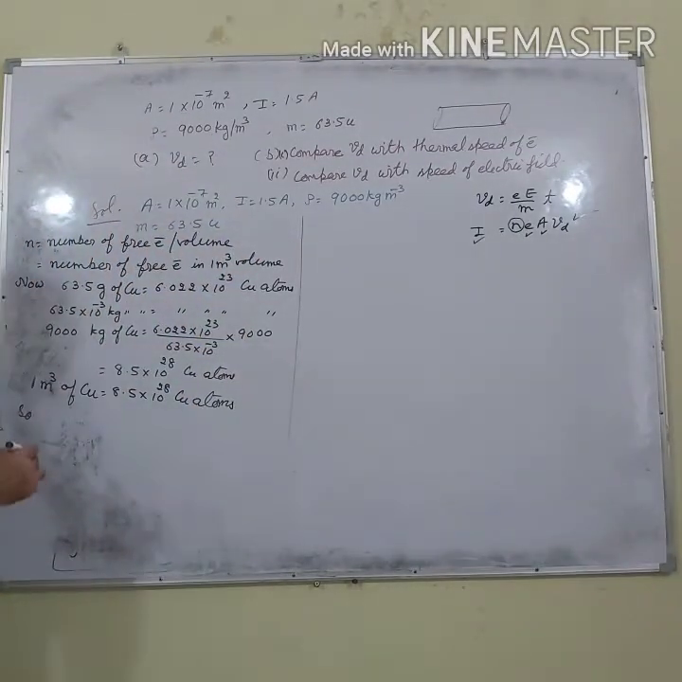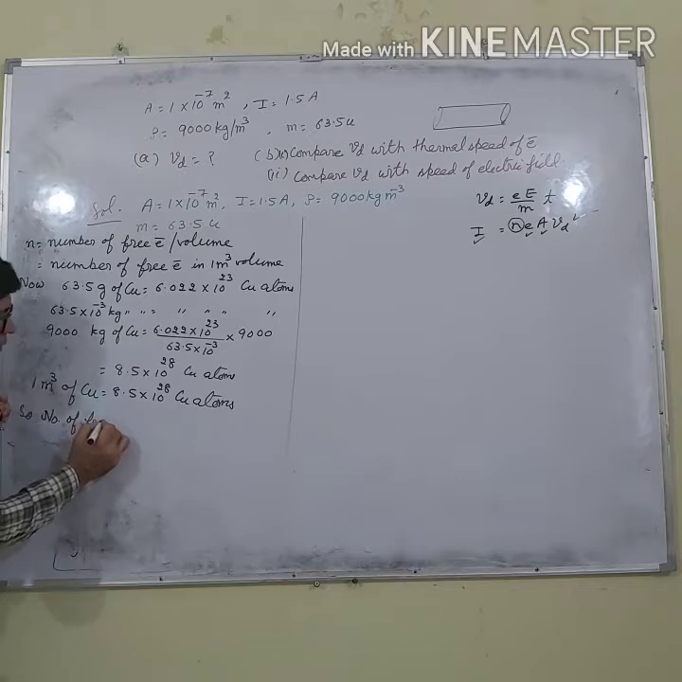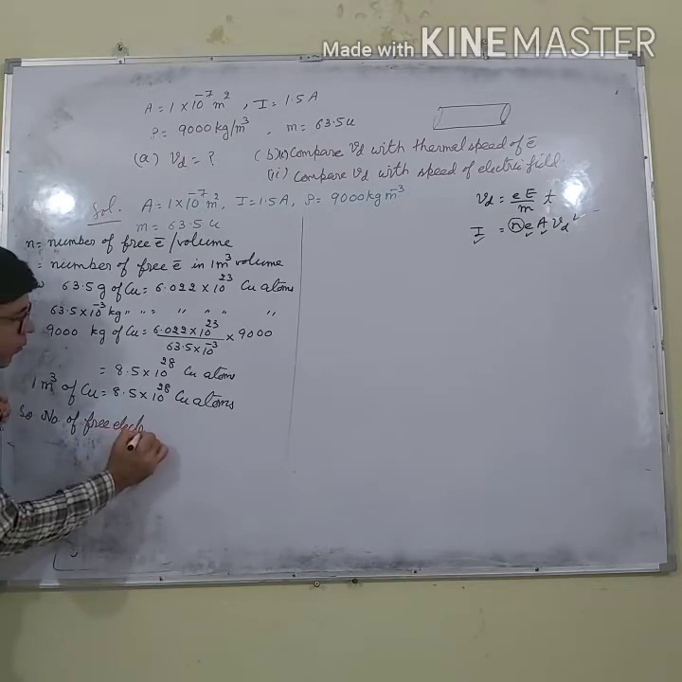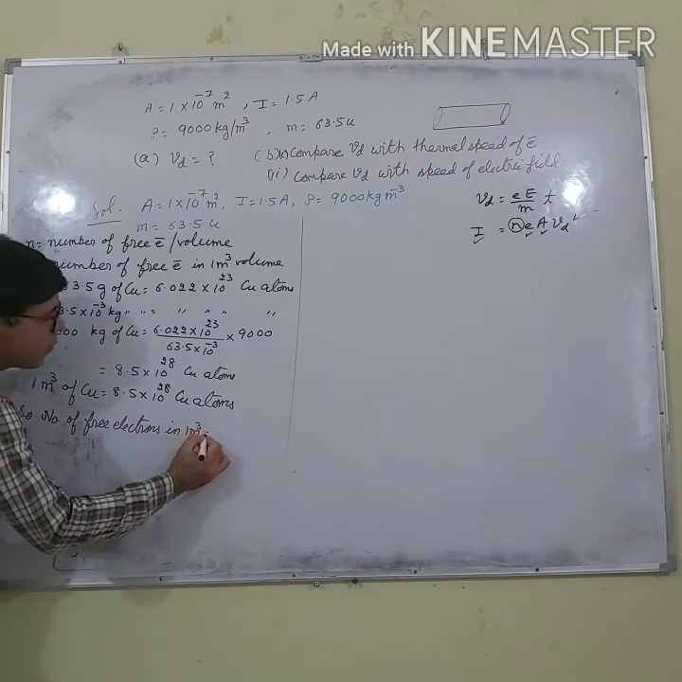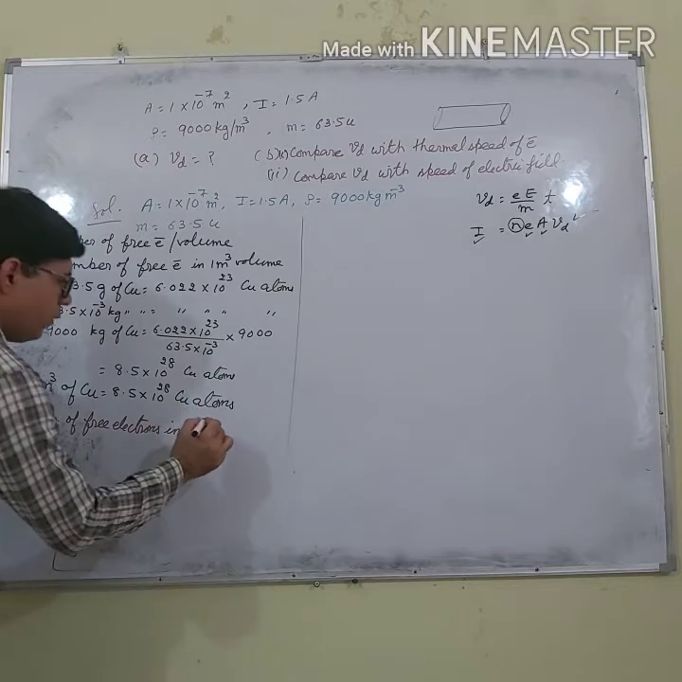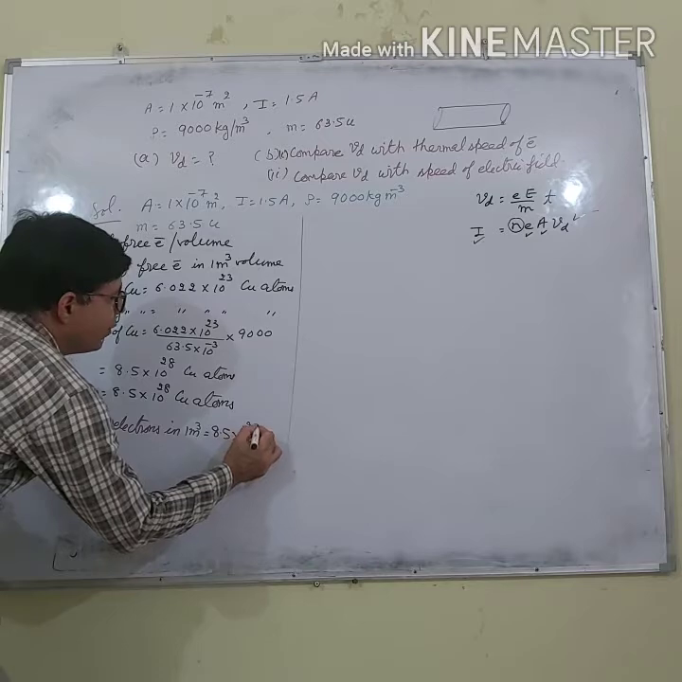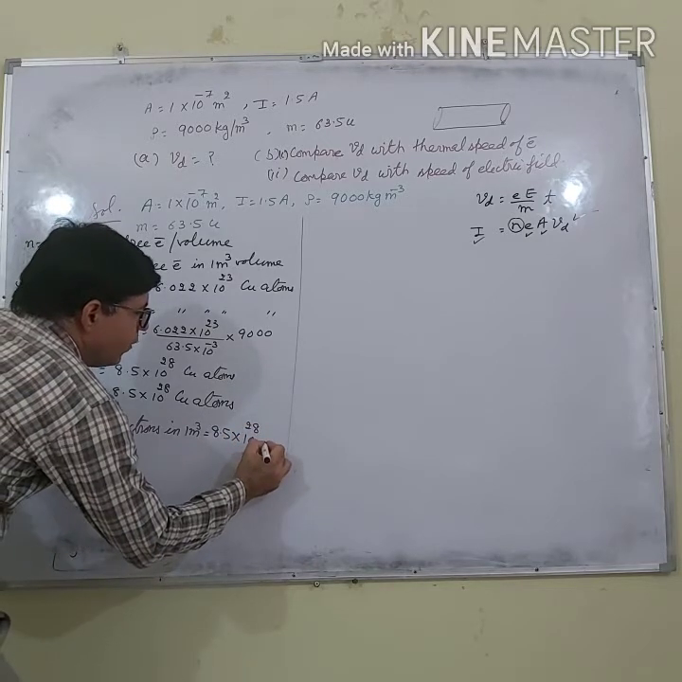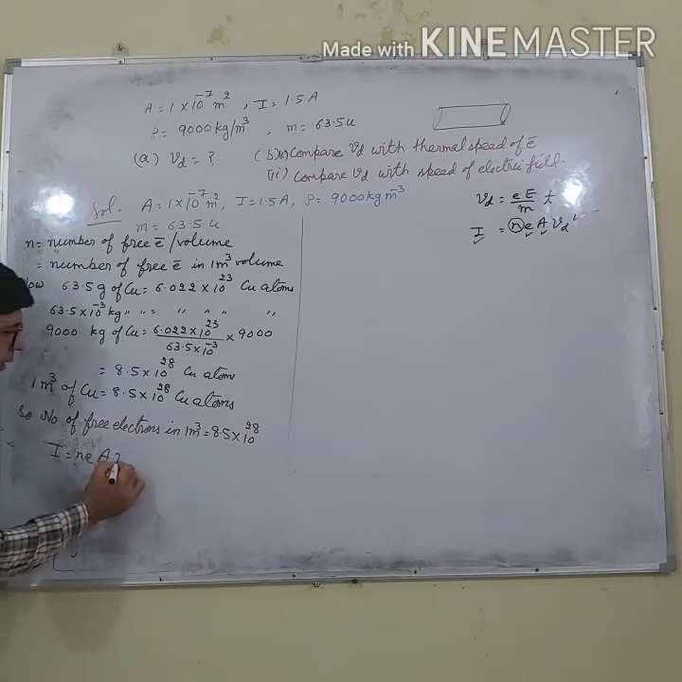So how many free electrons are there? The number of free electrons in 1 meter cube is equal to 8.5 into 10 to the power 28 free electrons. So these are the number of free electrons present, and I know that I equals to nAeV_d.